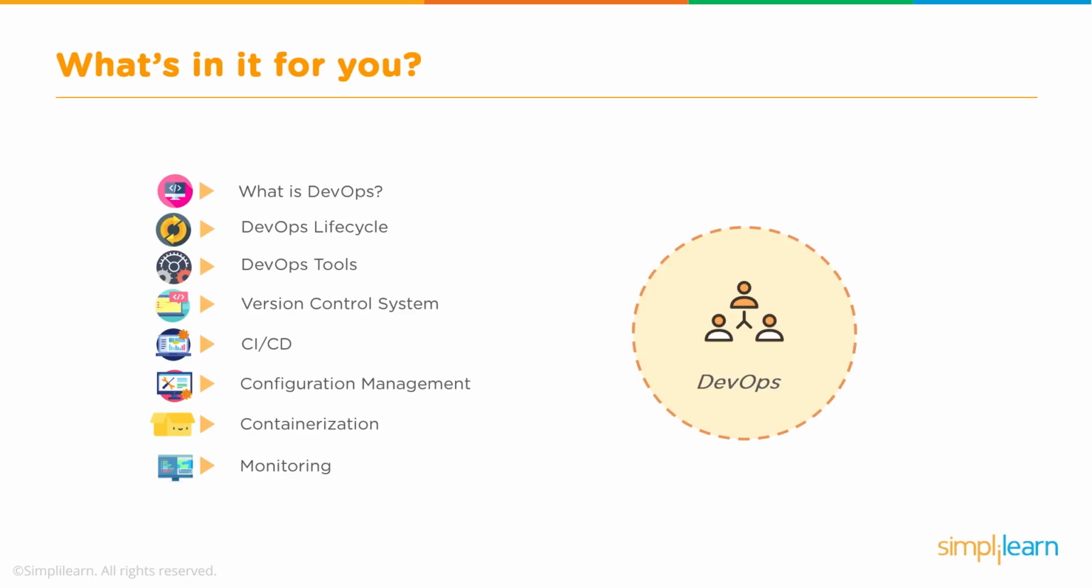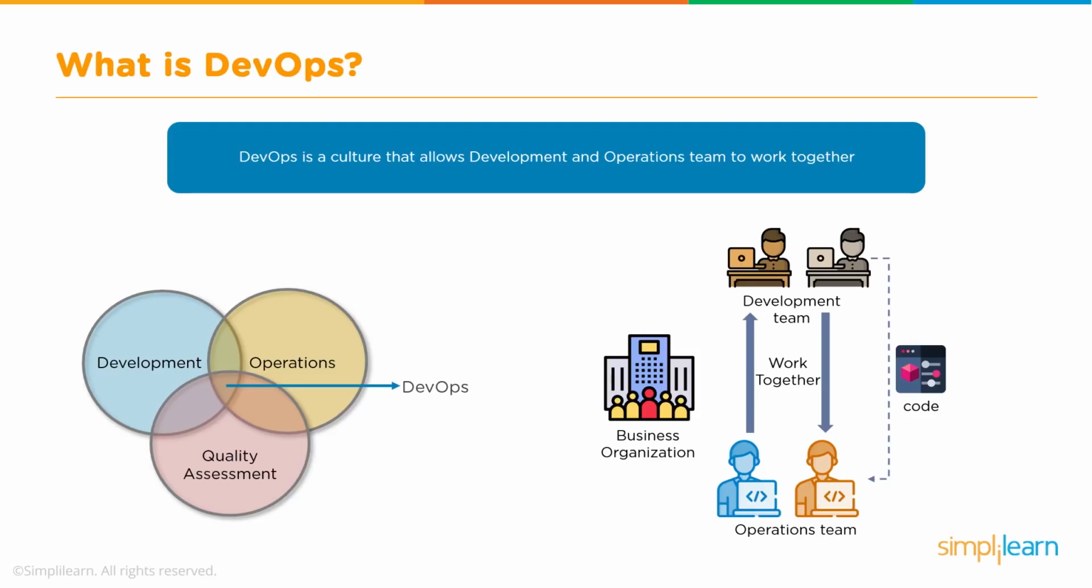So what is DevOps really? Well, DevOps largely is a cultural shift. It's an organization-wide cultural shift towards delivering business value to the end customer. Now, this means that development and operations both have to work together.